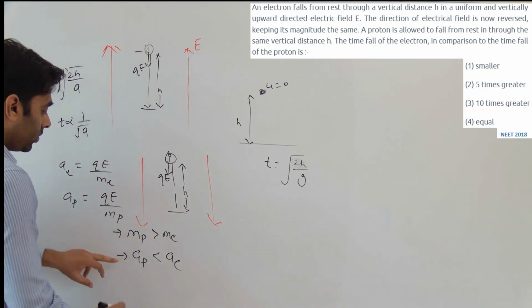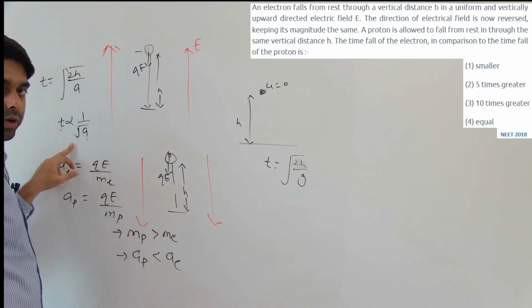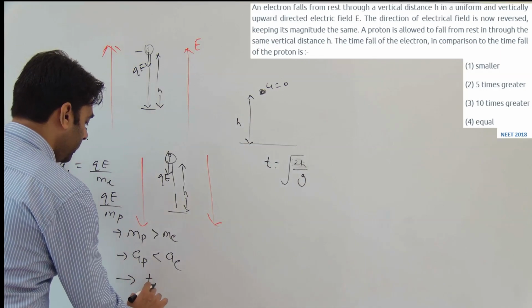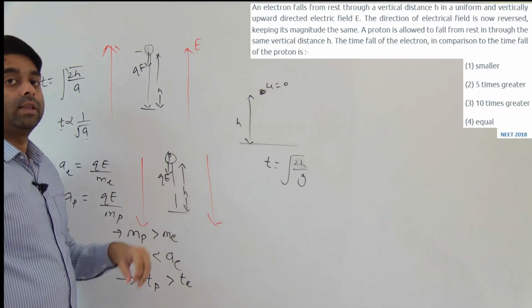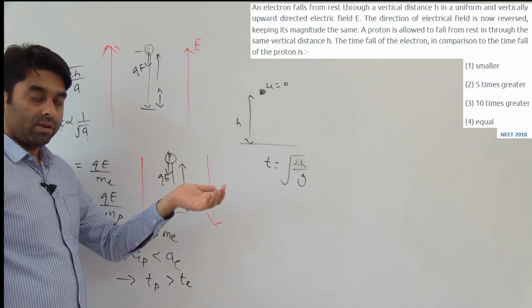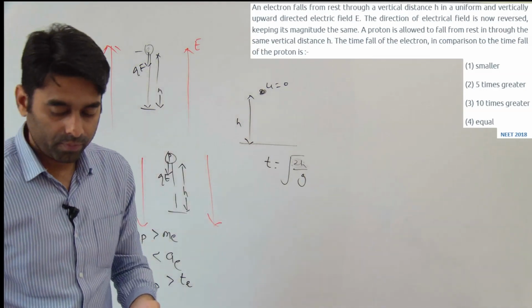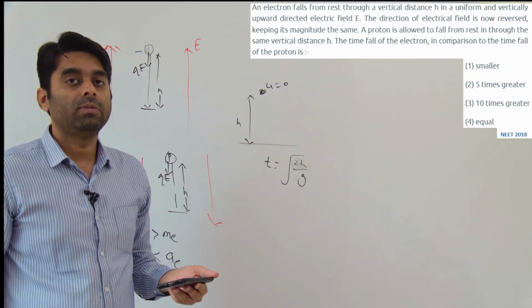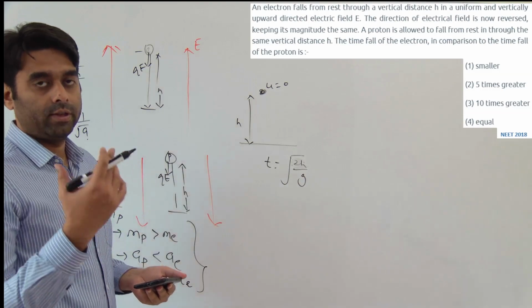Step 1, step 2. Now, once we got the idea about acceleration, we know that time is inversely proportional to root a. That implies if acceleration is less, time will be more. So from this, what can we say? Time taken by proton will be more than time taken by the electron. That implies proton will be taking more time, electron will be taking smaller time. So which option do we have? There's no need for the 5 times, 10 times. It is basically that the time taken by electron will be smaller. This is how we decided. I hope you understood it. Let's move to the next question.